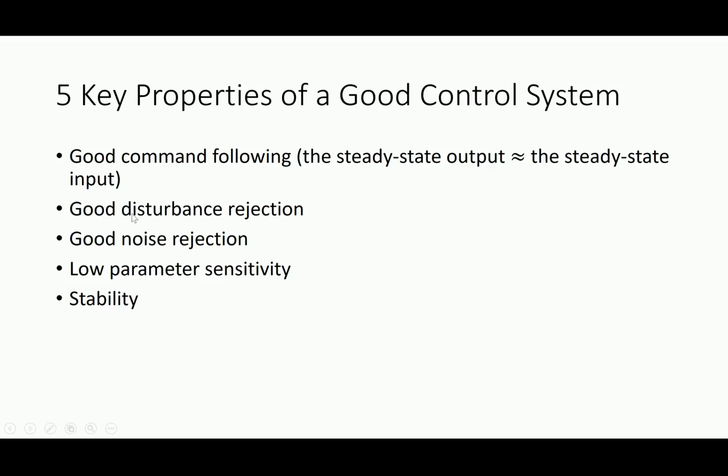In steady state, I better have good disturbance rejection. So any disturbances that are trying to change the output better not have any impact. There should be good noise rejection, so any noise I've got doesn't affect the output. Low parameter sensitivity, meaning that if the parameters of the system, if the model of the system changes, that doesn't affect the output. And I also want that thing to be stable.